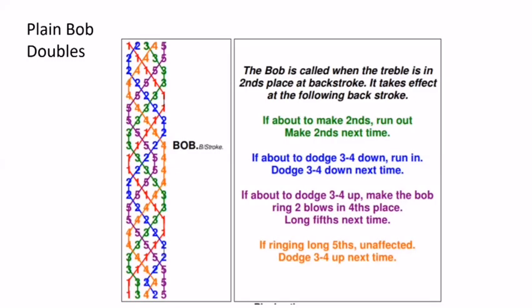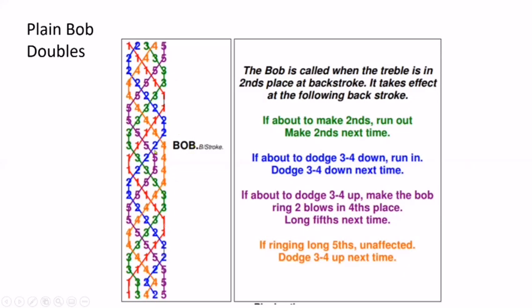Let's look first of all at plain bob doubles. And here we have our first lead end with a bob called. We don't need singles in plain bob doubles, as we've already established. Bobs will do the trick. First of all, look at the bell that's about to make seconds. The bob is called, it doesn't make seconds, it runs out. The next lead, it makes seconds instead.